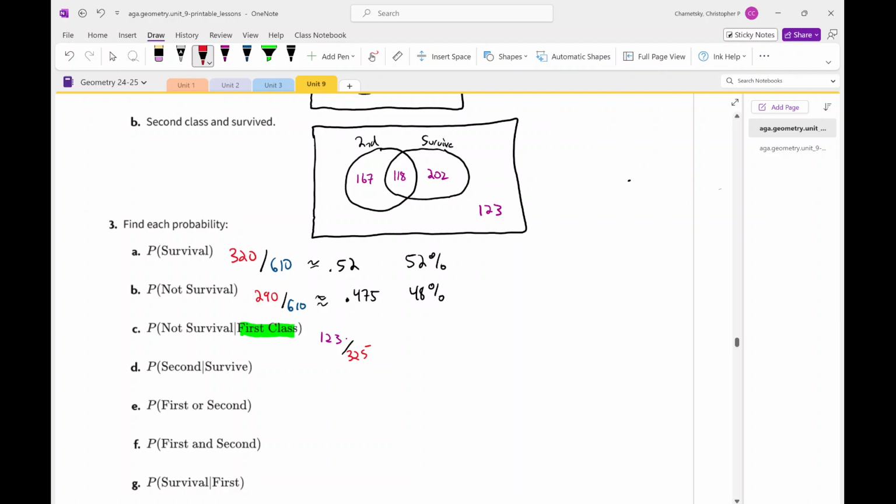And we'll take our calculator, and we'll get about 0.378, or about 38%. Okay.